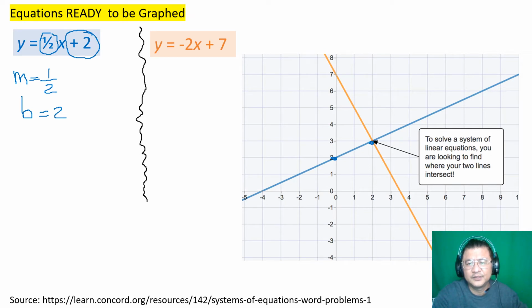Rise of 1, run of 2. Repeat that again and again. There you go. Do the opposite: go down 1, left 2, and again down 1, left 2. See, the blue line is now drawn.